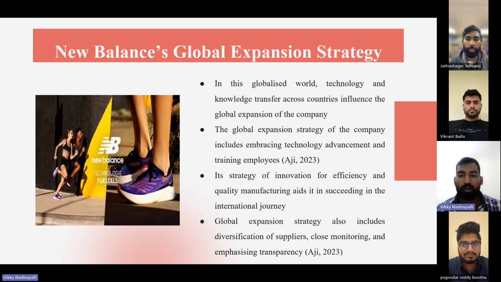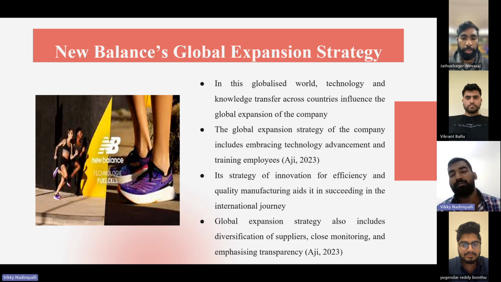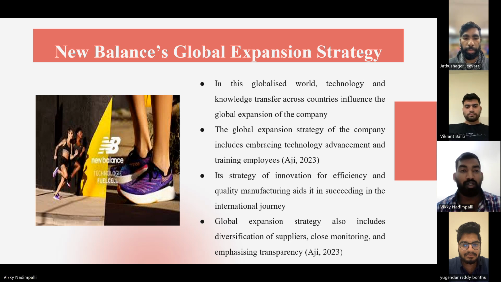The company's plan to expand globally involves training staff members and adopting technology advancements. And we can see that many people are introducing new technologies to give their best. Global expansion strategies also include diversification of suppliers, close monitoring, and enhancing transparency.